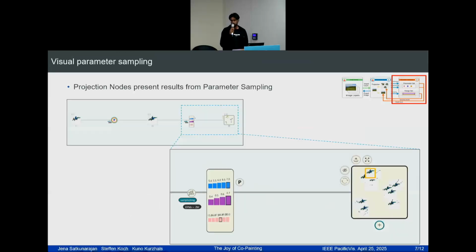The provenance graph also integrates the visual parameter sampling. So the idea is that users can not only set specific values for the exposed parameters, they can also define entire ranges for the parameters. Then we generate an image for each specific parameter constellation, and the resulting images we then visualize as projections to emphasize the similarity between the images, and we do this by vectorizing images and then dimensionality reducing them using UMAP.